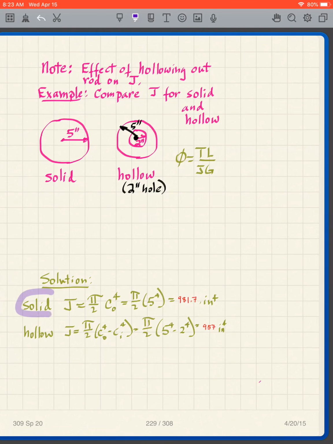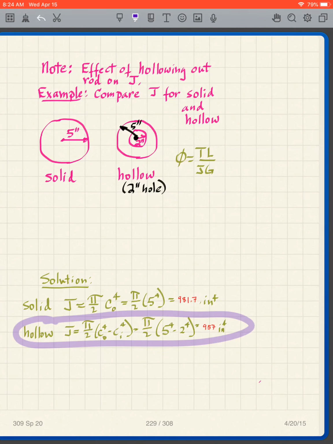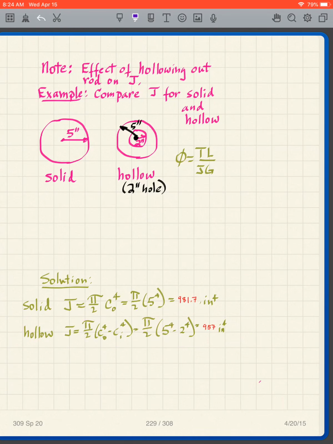Well, the solid one is what? Pi over 2 times c to the 4th. Plug that in, I get 981.7 inches to the 4th. If I take out the inner 2 inches, I go pi over 2 times the quantity 5 to the 4th minus 2 to the 4th. And the end result is that I get 957. Well, we compare 957, 981.7, almost no difference.